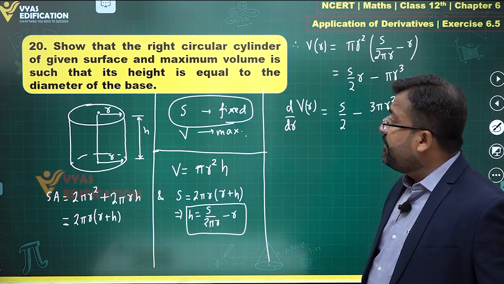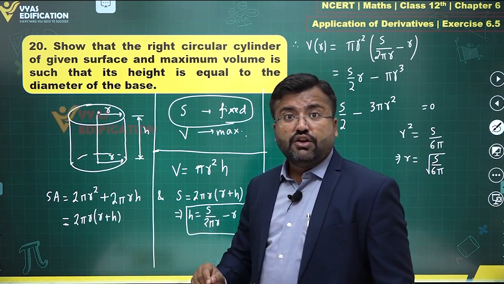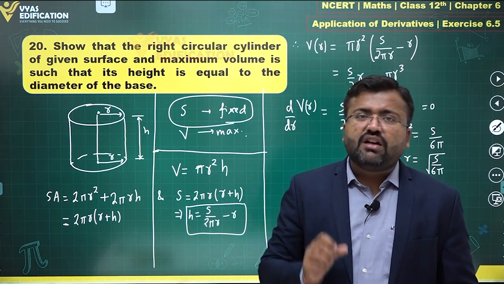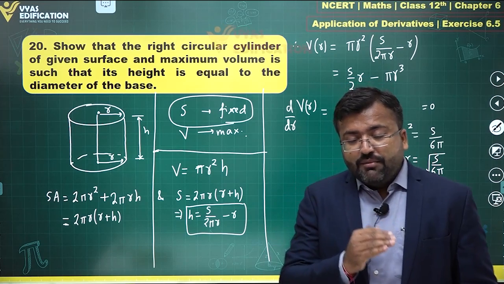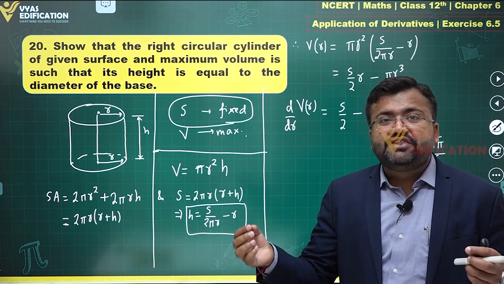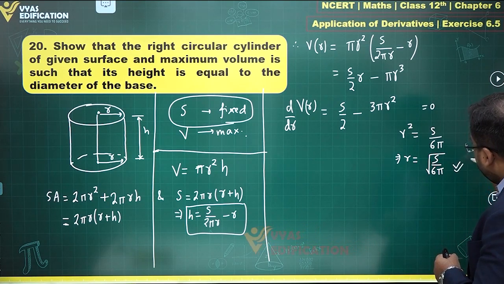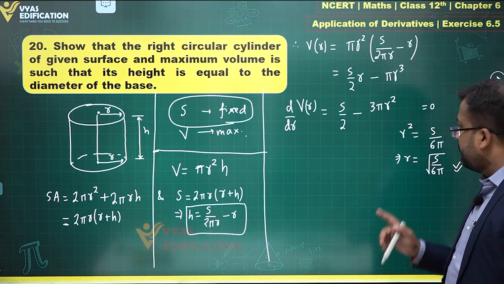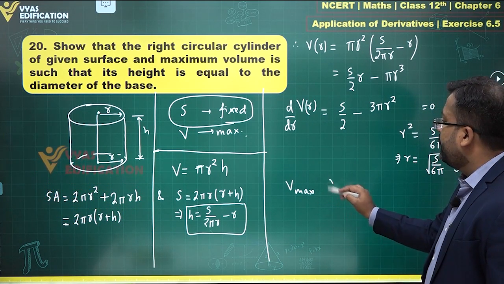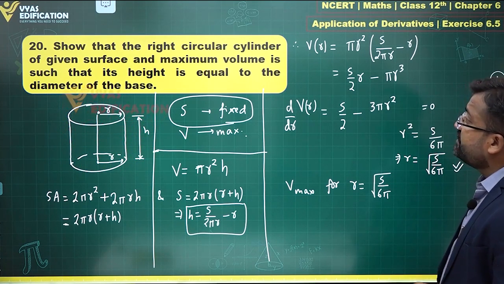In another case, if r increases to a very huge quantity, the height will have to decrease to adjust for the surface area, since the surface area is fixed. The volume in that case will also be very, very small, right? So volume increases and then decreases. At the extreme ends, the volume is very, very small. Somewhere in the middle, for some particular value of r, the volume will be maximum. So for this r, the volume is maximum. V max for r equals the square root of s upon 6 pi. This is what we are interested in.